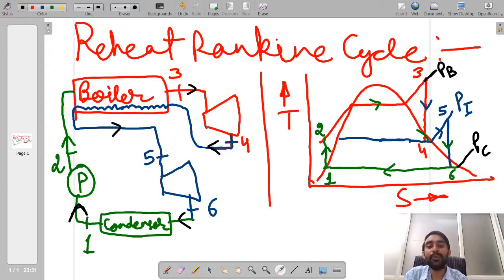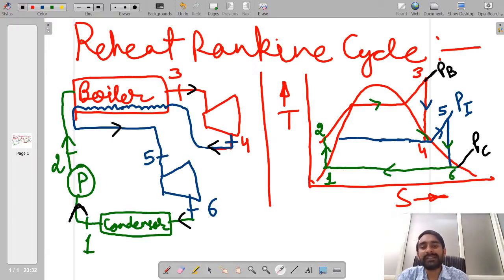That's why we have to employ certain ways with the help of which we can improve the quality at the exit of the turbine. So the operation of the turbine should not be affected, and at the same time the efficiency of the overall cycle should also increase. This task is achieved with the help of one additional arrangement of the Rankine cycle, which is known as the reheat Rankine cycle.